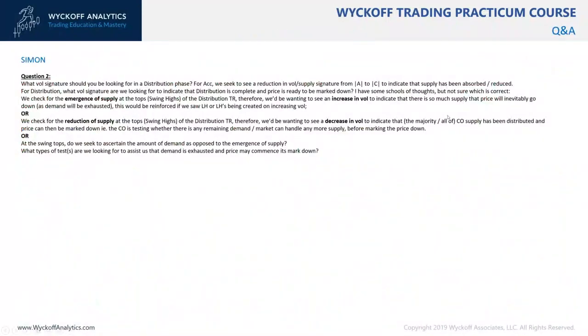All right, the question from Simon. What volume signature should you be looking for in the distribution phase? For accumulation, we seek to see a reduction in volume supply signature from phase A to C to indicate that supply has been absorbed and reduced. For distribution, what volume signature are we looking for to indicate that distribution is complete and price is ready to mark down?